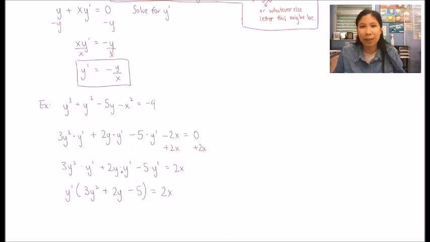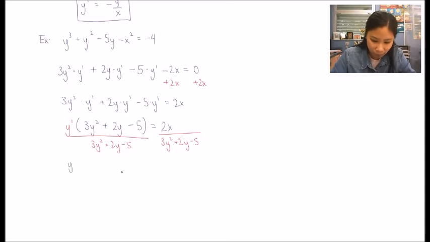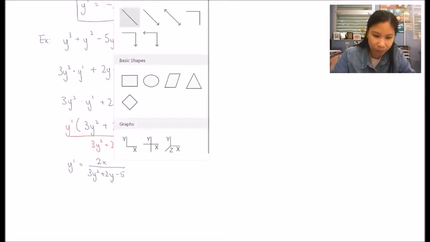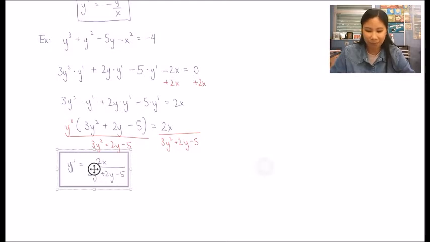Okay, so because I have that y prime on the outside now, and there's only one of them, now it's a lot easier to get by itself, because at this point, I can just divide everything by 3y squared plus 2y minus 5 on both sides, and then that'll get me the y prime by itself. So my final derivative is going to be 2x over 3y squared plus 2y minus 5. Yay! That's it.